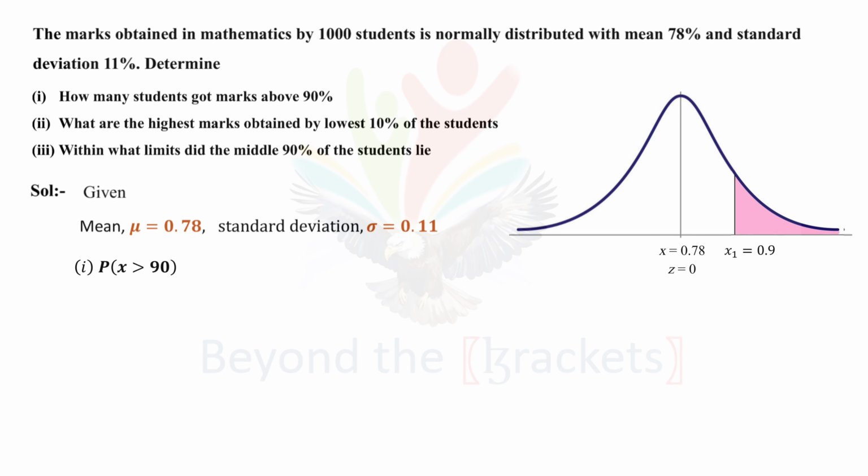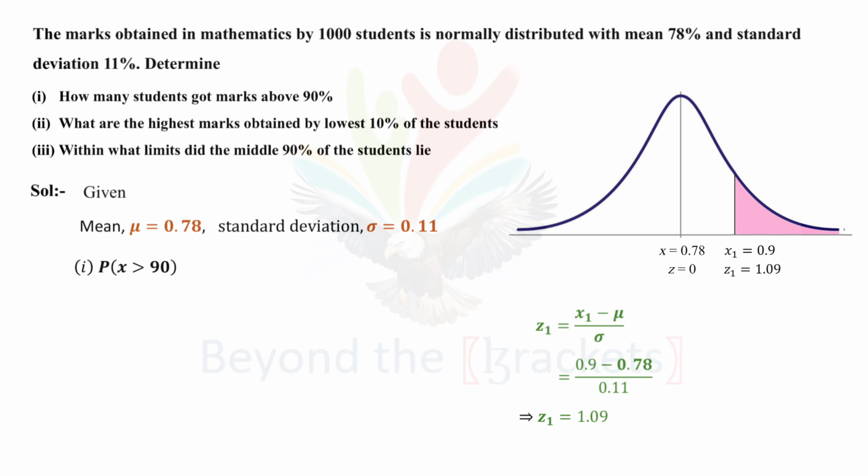Here x1 will be equal to 0.9. The required area is above x1, so it will be to the extreme right. Corresponding to x1, calculate z1 is equal to (x1 minus mu) by sigma. On substitution, we get z1 is equal to 1.09. From the table, the area at z1 will be from z is equal to 0 to z1.